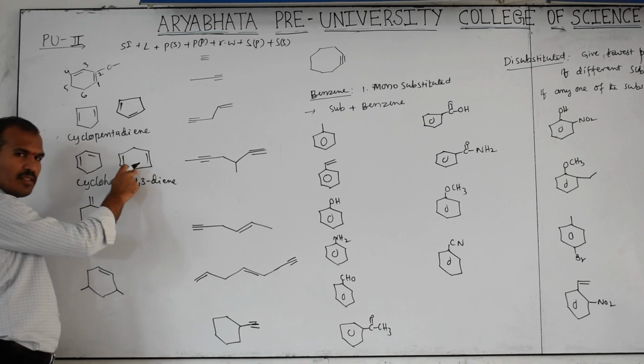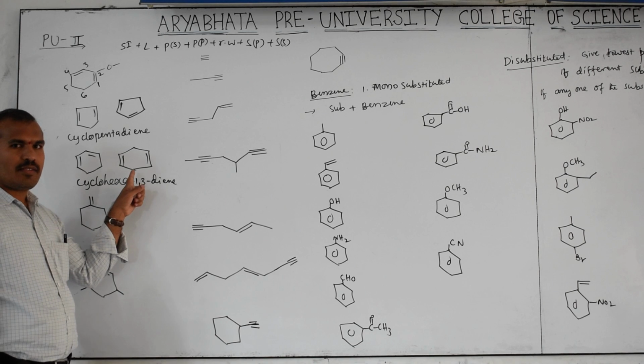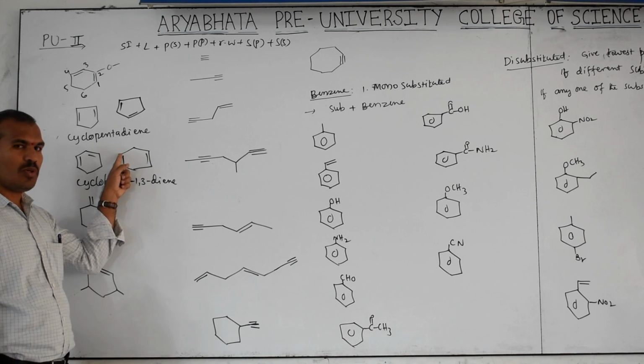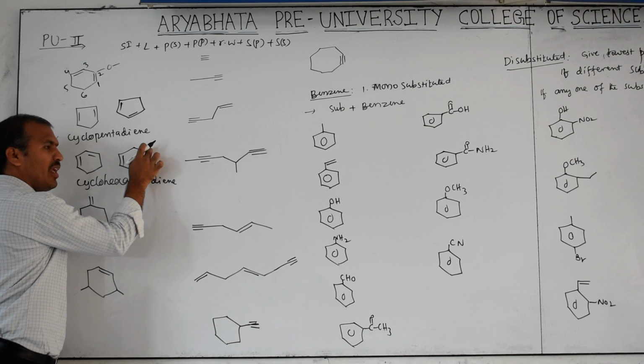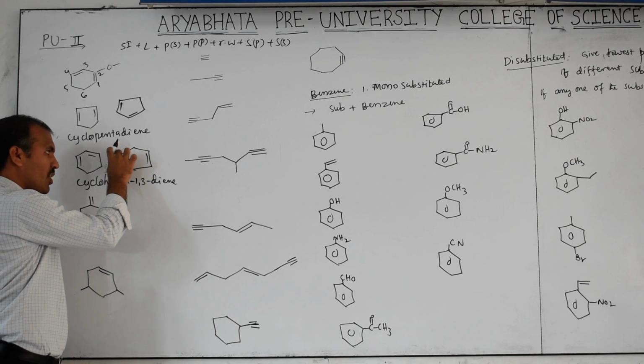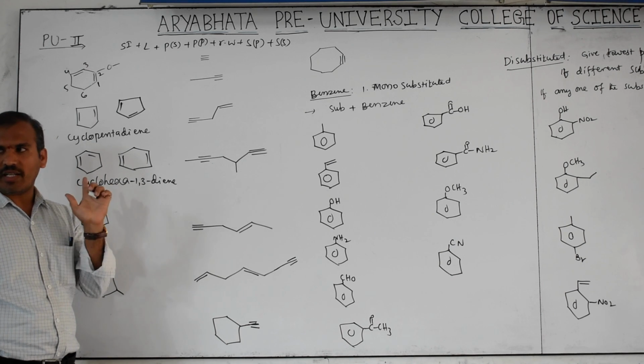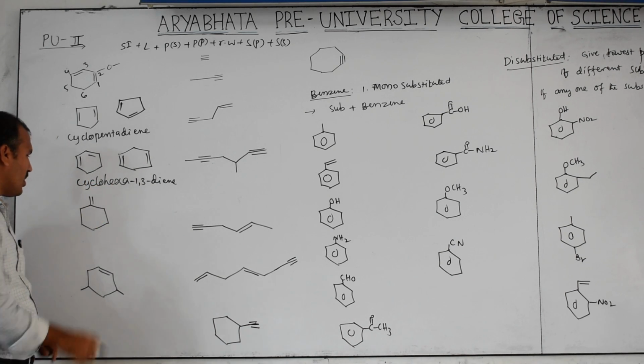1,3-diene. For this, cyclohexa-1,4-diene. Don't give it like 1, 2, 3, because when a double bond is there, we always have to use the consecutive number. That is compulsory, we have to maintain it.